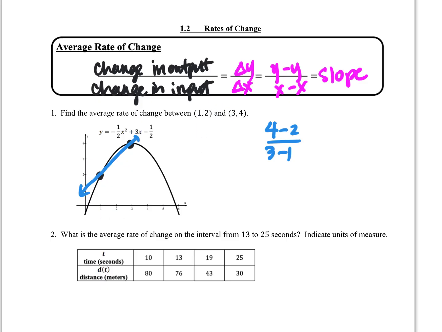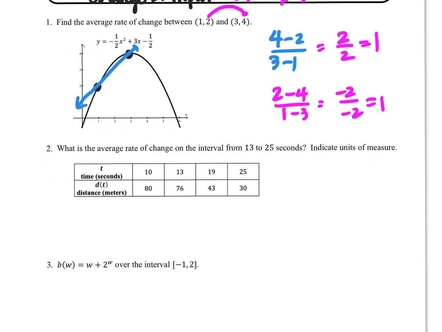Who could do it a different way? What if she didn't put 4 first? You're saying, I'm just going to do this y first, and you're going to say 2 minus 4 over 1 minus 3. Are we going to get the same answer? Yeah, 2 over 2 or negative 2 over negative 2, they're both going to simplify to 1. So that's why I don't stress over the little subscripts of y2 minus y1. I don't care which one you do first as long as you put the y values on top. Love it.